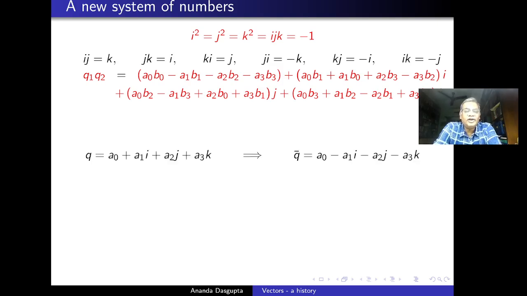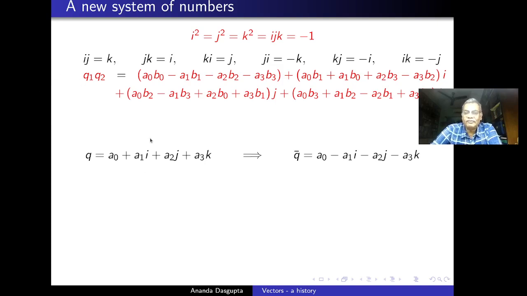Given a quaternion Q, with the quartet of numbers being A0, A1, A2, A3, that is, the quaternion being A0 plus A1 i plus A2 j plus A3 k, we will define Q bar, its quaternion conjugate, as A0 minus A1 i minus A2 j minus A3 k. Same real part, all the imaginary parts change sign.